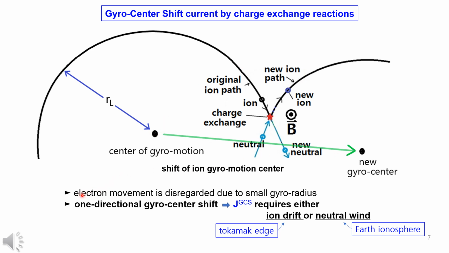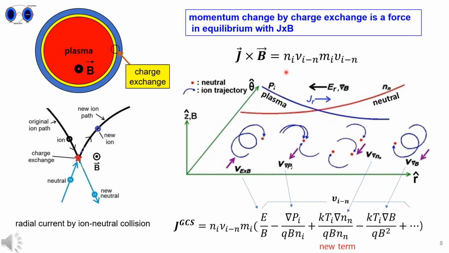The gyrocenter shift for electrons is very small compared to ions due to the mass difference. This happens only for ions, and when there is one directional movement, it generates a current. So gyrocenter shift current requires either one direction of the neutral, which is the case of the ionosphere, or one directional movement of ions, which is the case of the tokamak edge. Charge exchange reactions take place at the relatively narrow region at the edge, since further inside there is no neutral, and further outside there is no plasma.